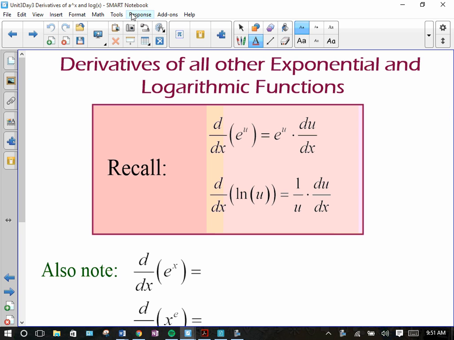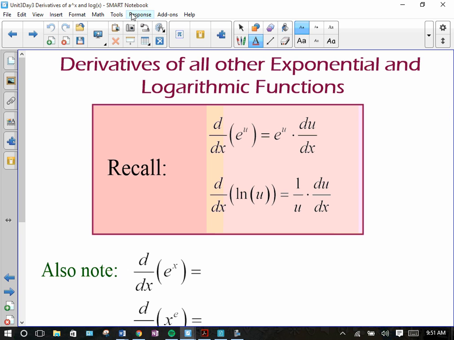Alright, and we came up with the fact that the derivative of e to the u power is equal to e to the u times u prime. This stuff, you already wrote this down. And the derivative of the natural log of u is equal to 1 over u times the derivative of u. So what we need to look at now is a couple other cases.